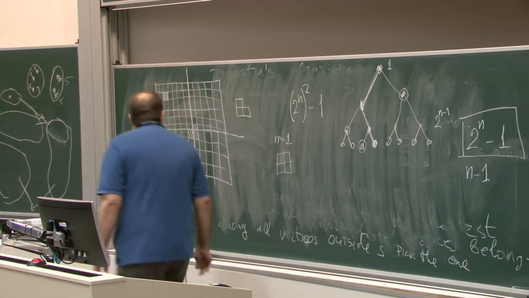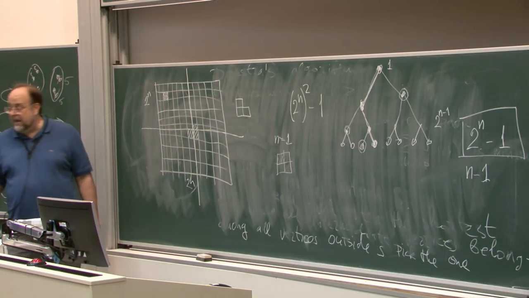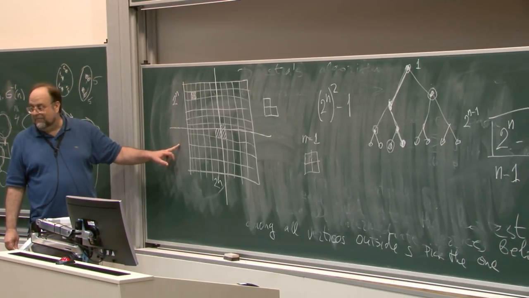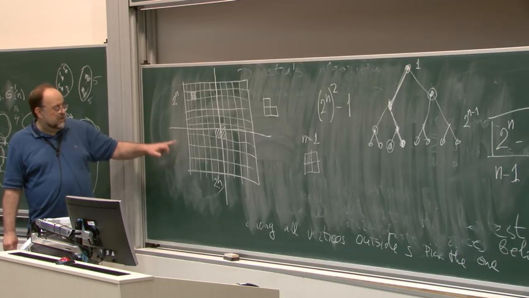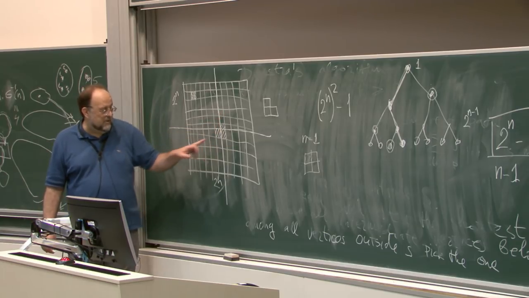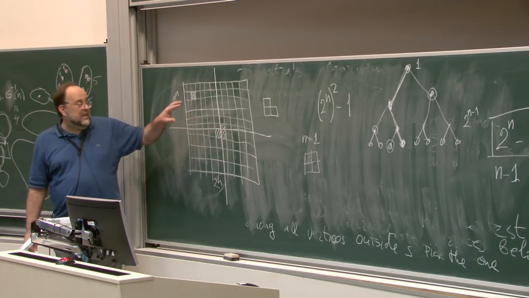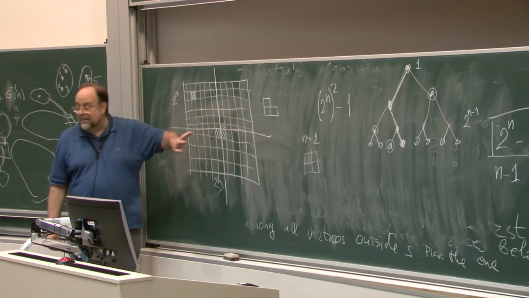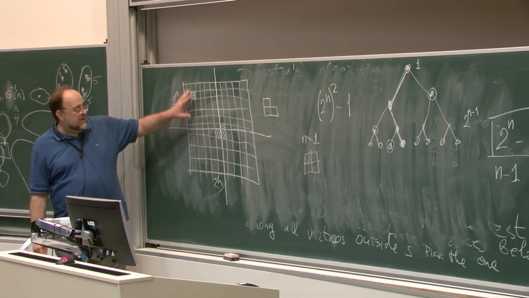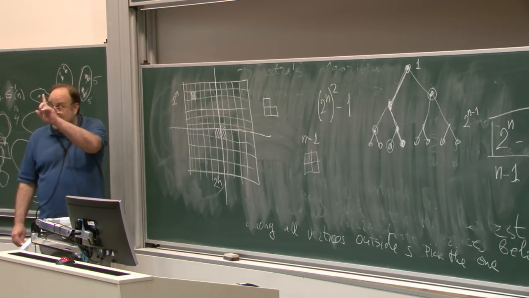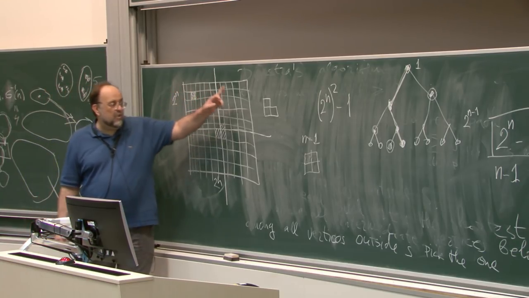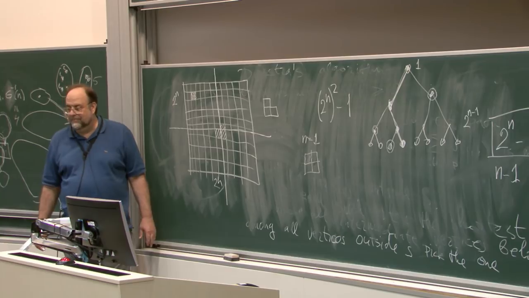Assume that this is true for some n, and let's prove it's true for n plus 1. But if it's 2 to the n plus 1, it can be partitioned into these four sides, and to each of them the inductive hypothesis applies because it's a board of size 2 to the n with a single hole. Ergo, by induction, it also holds for n plus 1.